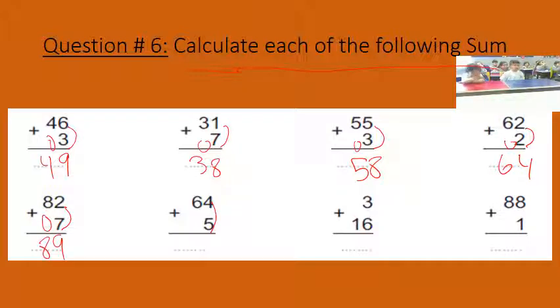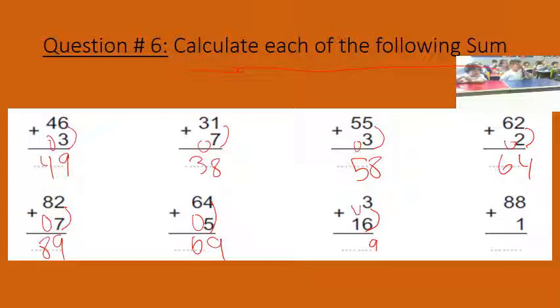4 plus 5, 5 in your head. 7, 8, 9. 6 plus 0. 6. What is the answer? 3 plus 6, 6 in your head, with 3 on your finger. 6.